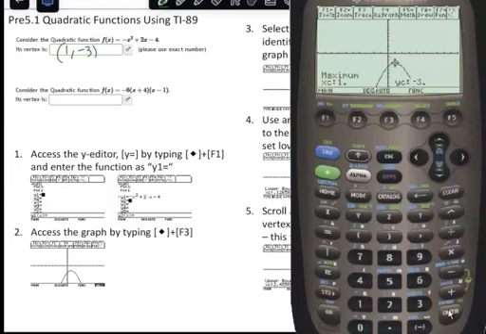Okay. So I want you guys to try that with this second problem here. See if you can do the same thing by typing that into your Y editor, going in, looking at the graph of it, and then scrolling along and see if you can find the max or min value.